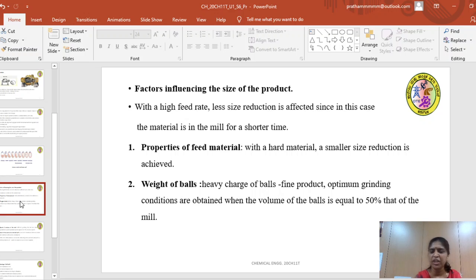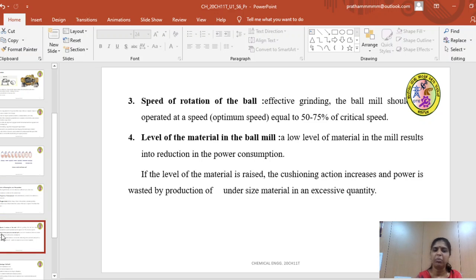That may be the properties of the feed material, weight of the balls, speed of the mill, speed of rotation of the ball mill, or level of the material, how much capacity we have put, to what level we have filled, level of the material in the ball mill. So all these factors will influence the performance of the ball mill in order to give out the product or the size reduction of the feed material.